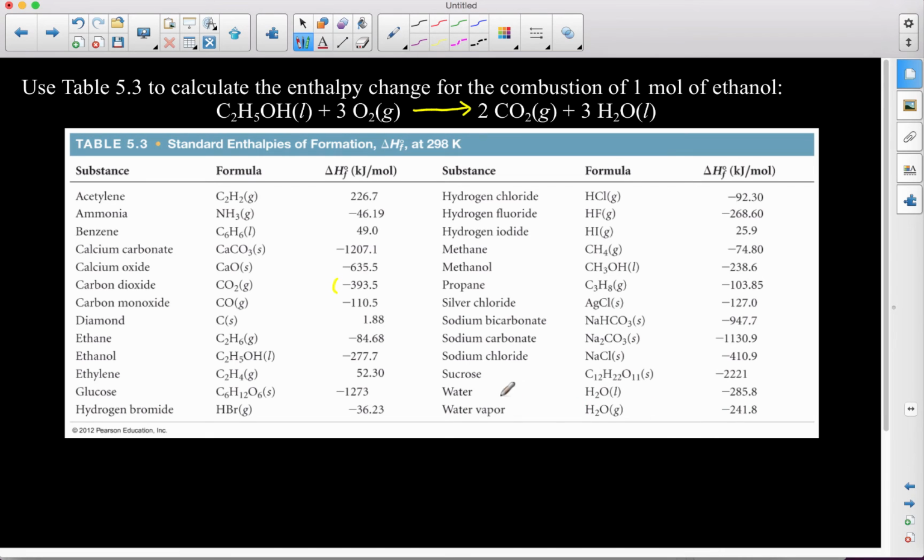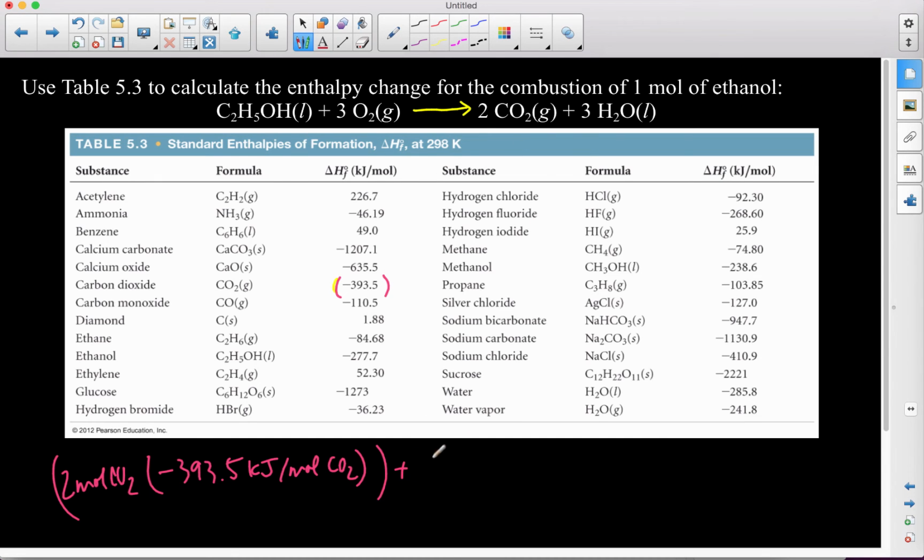And you'll see here, for example, water has a certain heat, liquid water versus gaseous water. So it's really important that you pay attention. So here is our CO2 gas at negative 393.5. Note that this is kilojoules per mole of CO2. It turns out that we have 2 moles of CO2, and so this is like term 1.